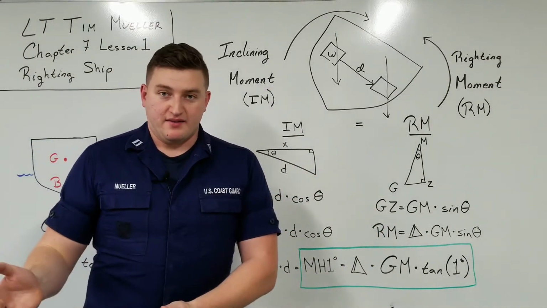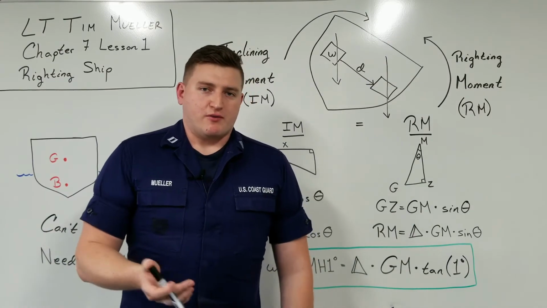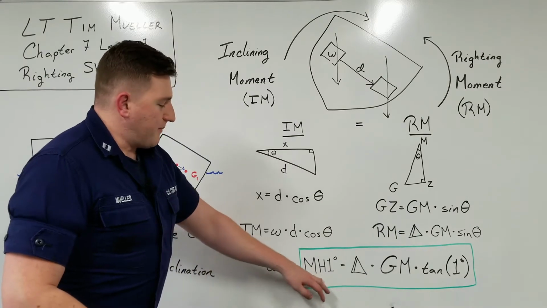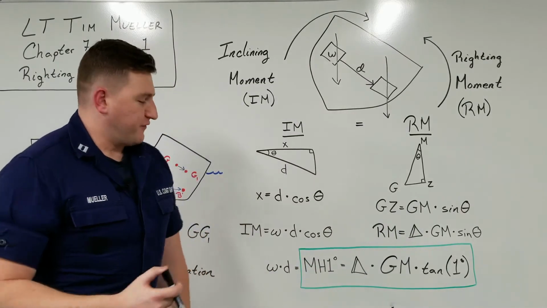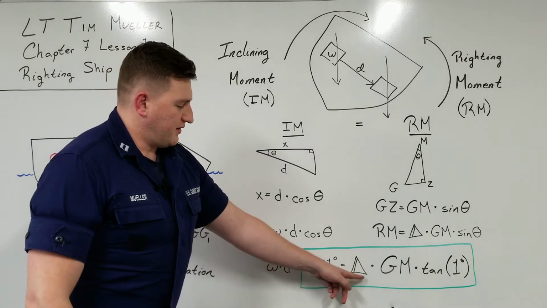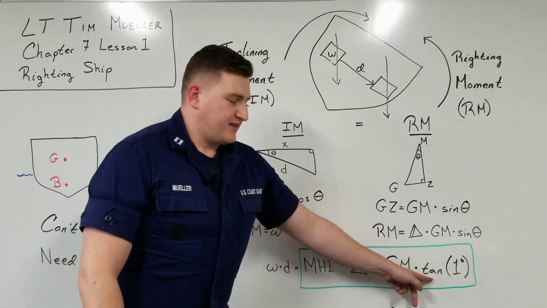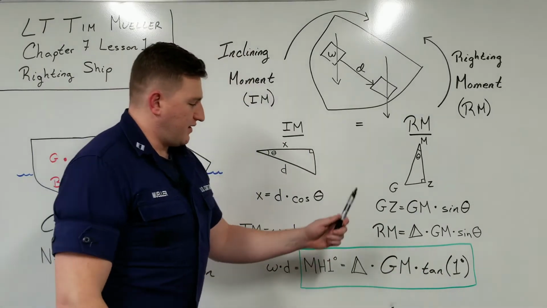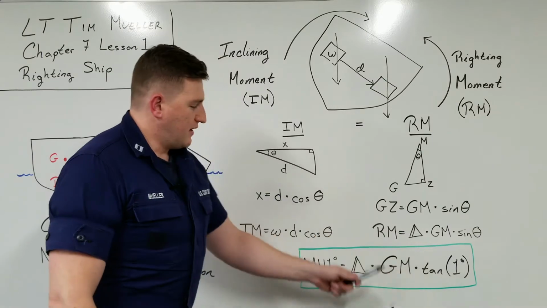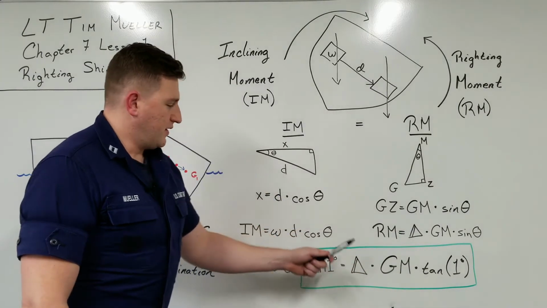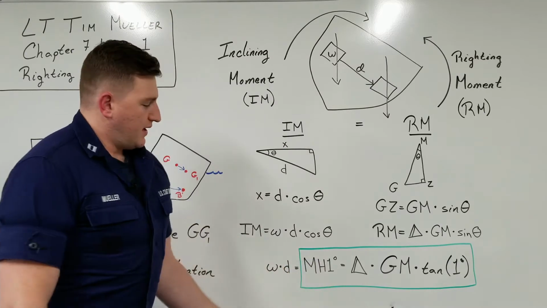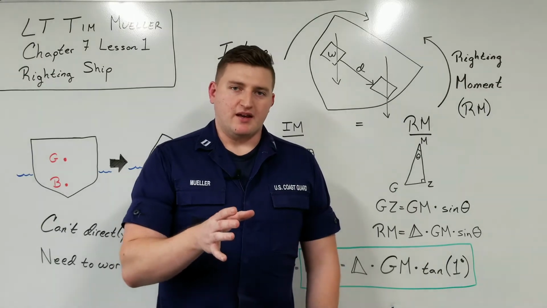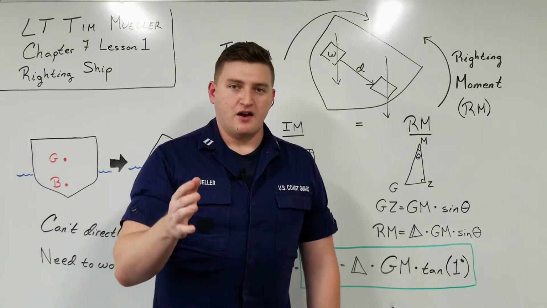Commonly, in DK school, we're going to use 1 degree. We call it moment to heel 1 degree, or moment to list 1 degree. This MH1, which I'll refer to in all the future videos, equals delta times GM times tangent of 1 degree, which is just 0.01746. So if you take 0.01746, multiply it by the GM of the vessel, then multiply it by the displacement of the vessel, it is going to tell you how much of a moment has to be imparted onto the ship in order for it to list over or incline 1 degree.